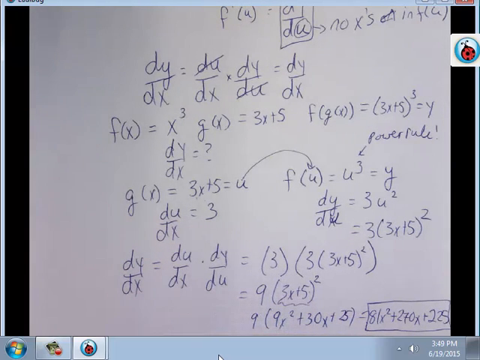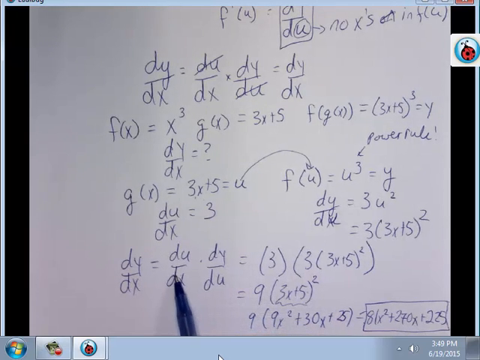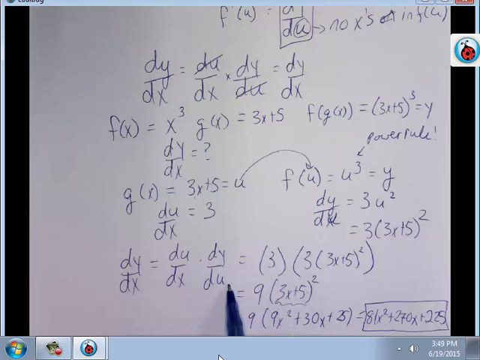Alright? So that's chain rule. Derivative of the inside times derivative of the outside. Alright, in the next video when we do quotient rule, you'll see where this comes into play.